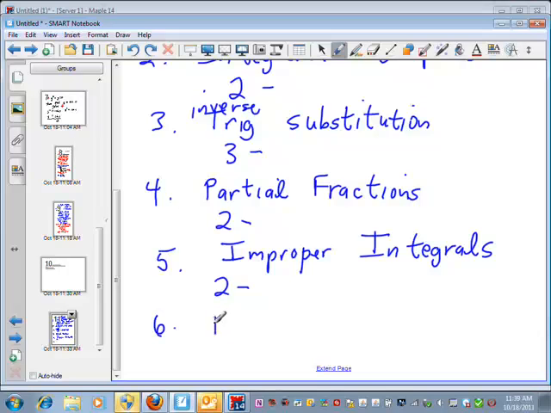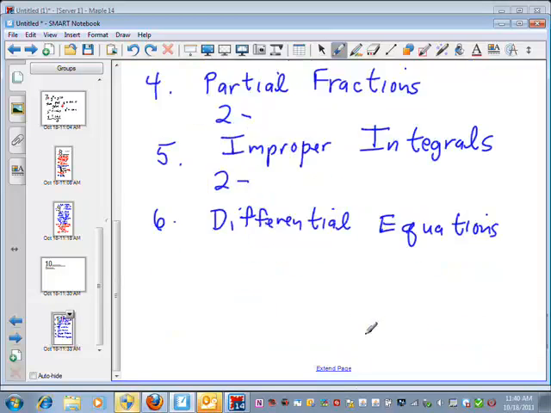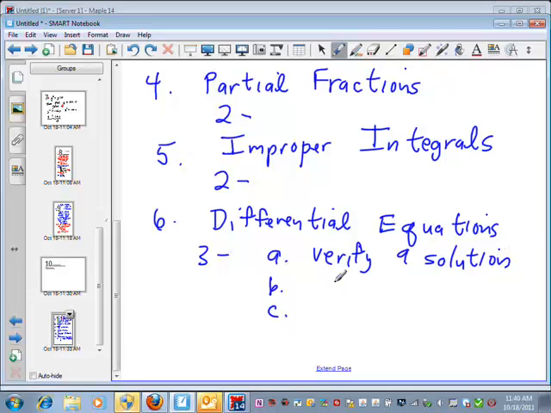And then 6, we're talking about differential equations. We're talking about 16 points each. Okay. So differential equations, and then there are 3 of those, okay? To be very clear, 1, you'll have to verify that something is a solution. Verify a solution. That means that you need to show that P prime is equal to 3P, something like that. And then you need to solve a separable one.